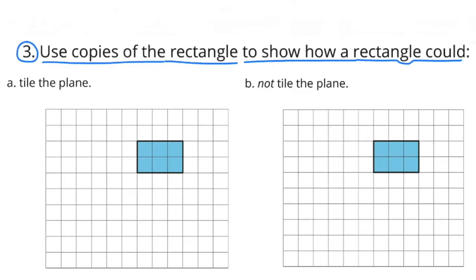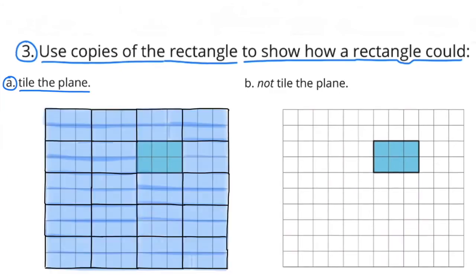Number 3. Use copies of the rectangle to show how a rectangle could A. Tile the plane, B. Not tile the plane. Let's go ahead and start with A. Tile the plane. My colors didn't match up well, but you can get the idea. When you tile the plane, you tile the entire plane. You don't leave any spaces or any gaps.